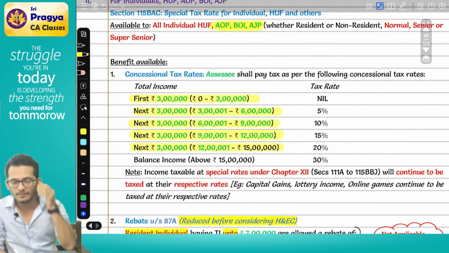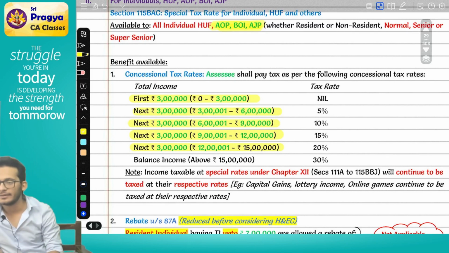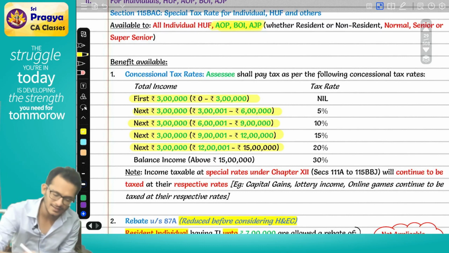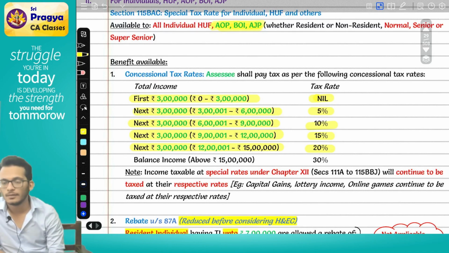Okay, the whole slabs given to you, everything is an amendment, so everything has to be highlighted. Clear? Yes, you can highlight the tax rates also because that is also technically an amendment only. Can we go forward?